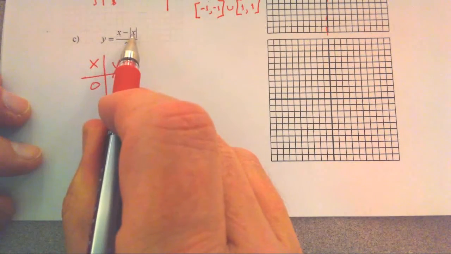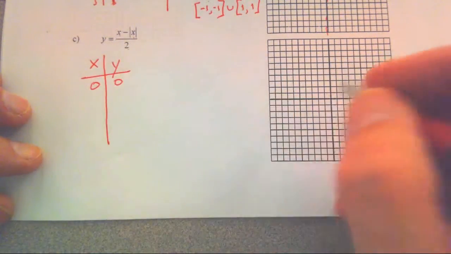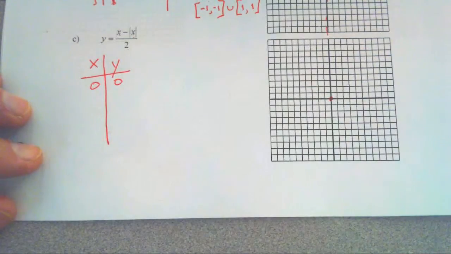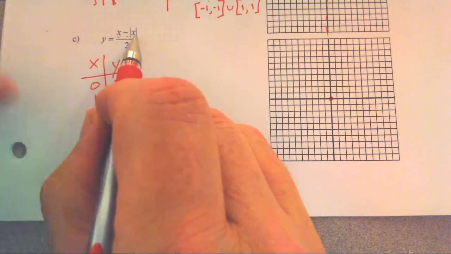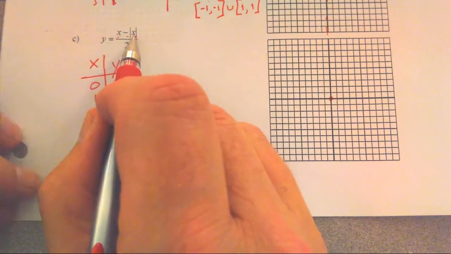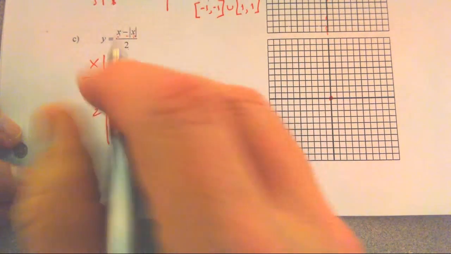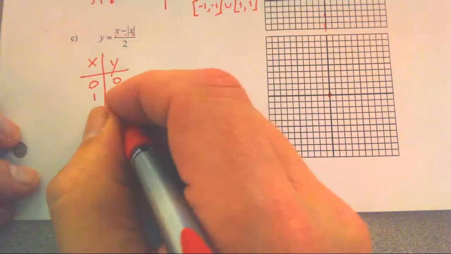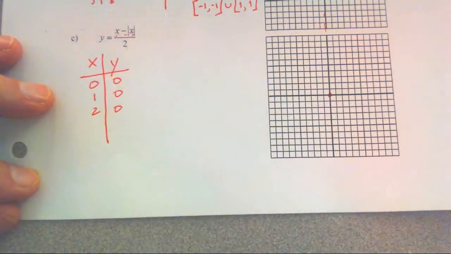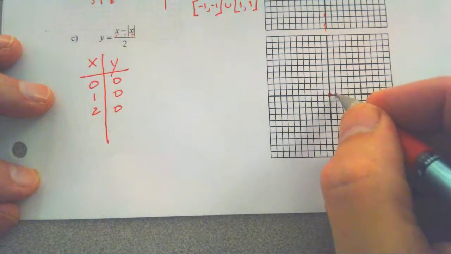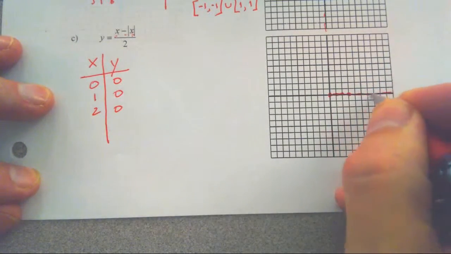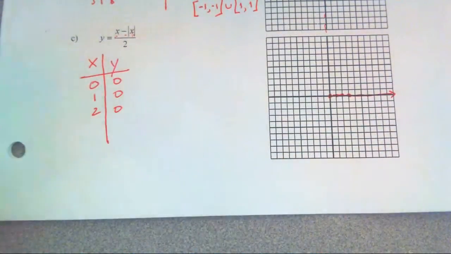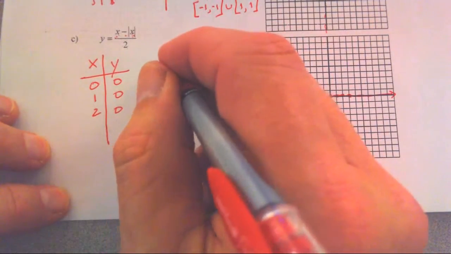I get 0 minus 0 on 2, 0. I'm going to go to 1. I get 1 minus, no effect, absolute value, 1 minus 1, 0 on 2, 0. I go to 2. 2 minus 2, 0 on 2, 0. So I believe this looks like that. The mistake would be to not respect the absolute value and think maybe it's doing something different when we put a negative value in. Maybe it's the same.